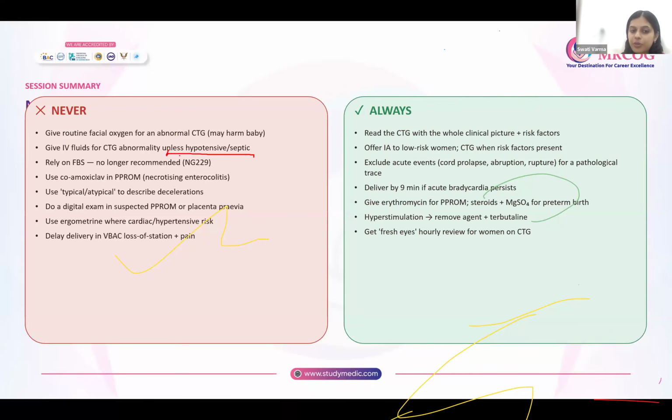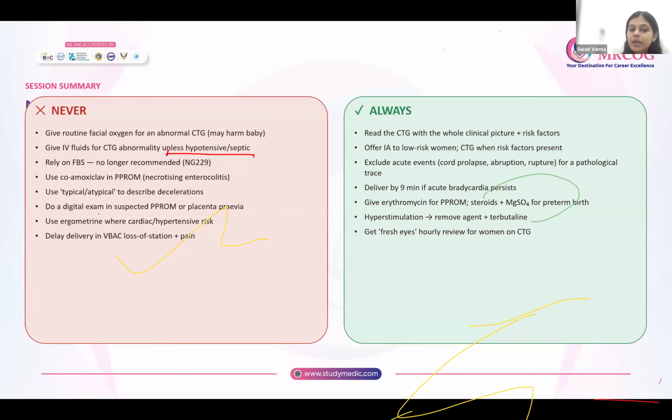Never use amoxiclav for PPROM because of the risk of necrotizing enterocolitis. Never use words like typical or atypical to describe the decelerations. Now decelerations are just early, variable, late, with concerning characteristics. Now the W pattern and all are gone. Loss of previously present shouldering, slow or late return to baseline, reduced variability within, prolonged decelerations: these are concerning characteristics.